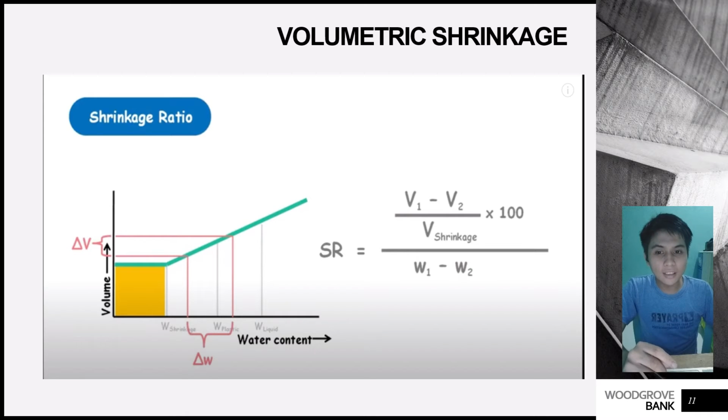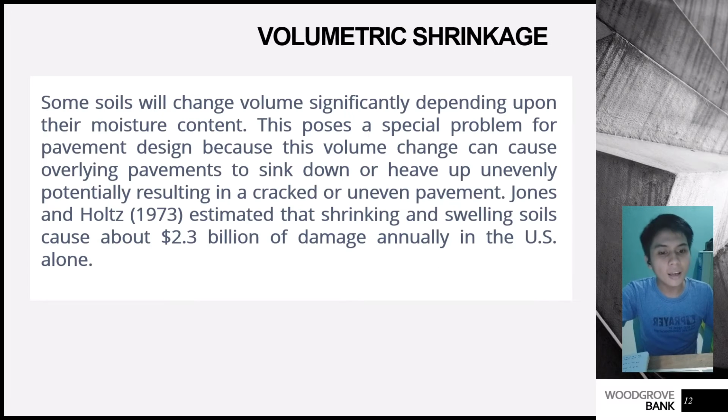So, to define the shrinkage ratio based on our graph, the shrinkage ratio is equal to volume 1 minus volume 2 over the volume shrinkage, times 100, over the water content change 1 minus water content change 2. Or we could say that the shrinkage ratio is equal to volume change over volume shrinkage times 100 divided by the water content change.